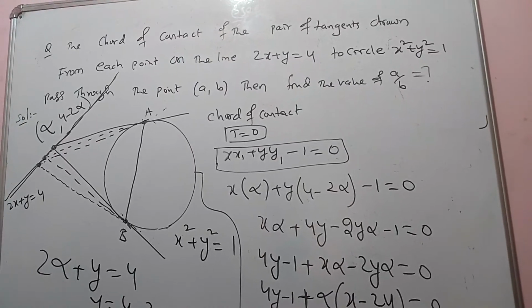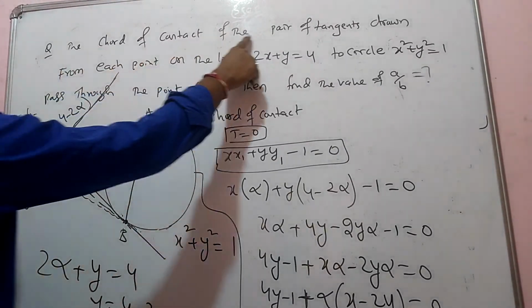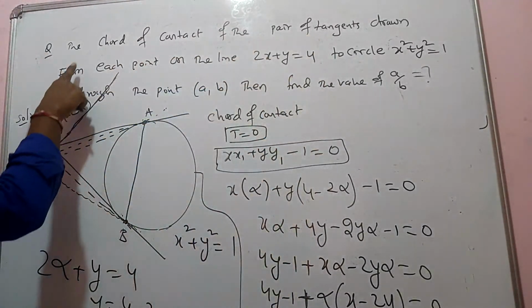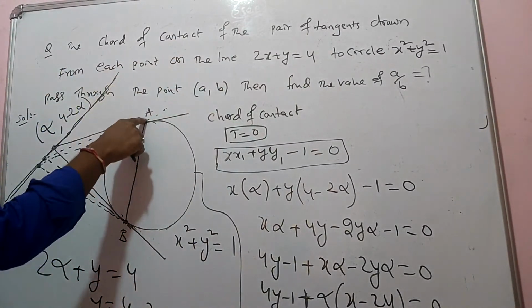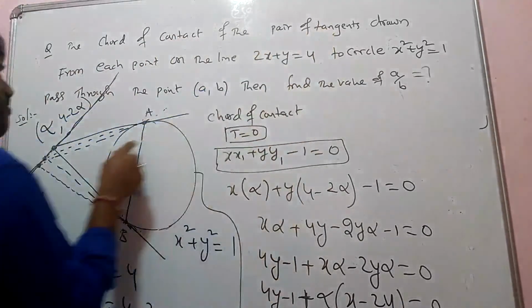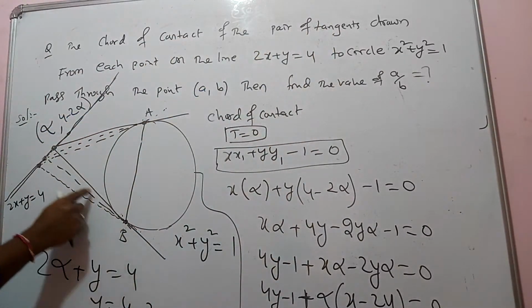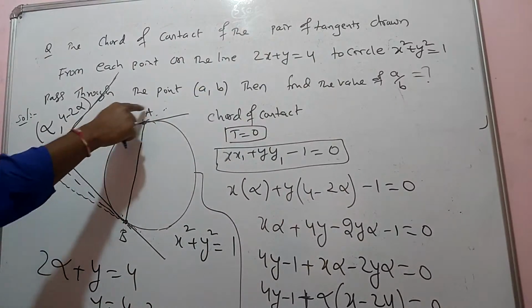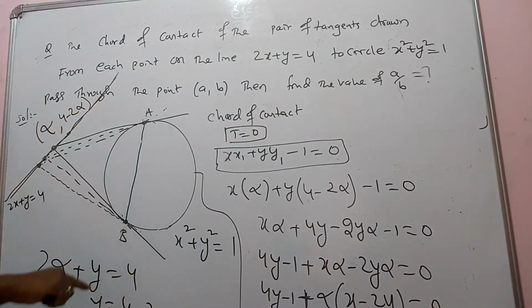I'm going to repeat the question here. The chord of contact of the pair of tangents. Okay, chord of contact means this is the chord of contact. This is the pair of tangents, the V shape is the pair of tangents.